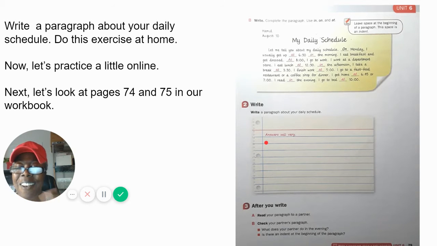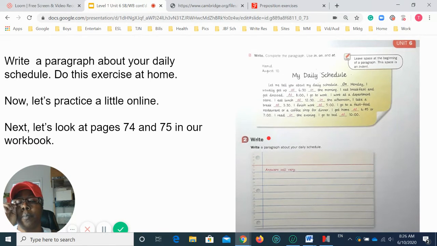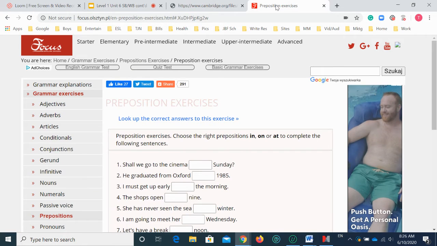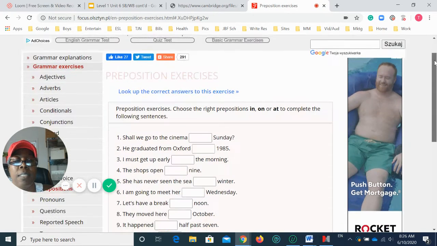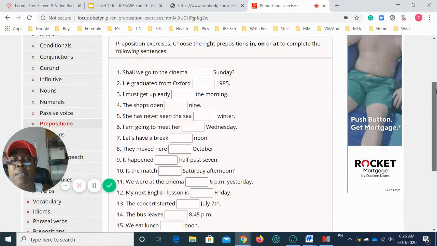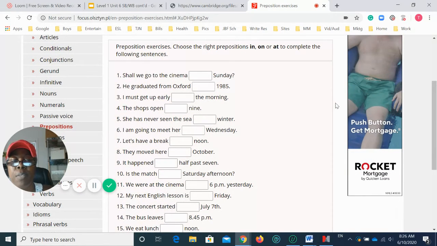Now I want us to do a little online practice or test with in, on, and at. So let's see if I will transfer over here. All right, so please ignore this over here. All right, so choose the right preposition, in, on, or at, to complete the following sentences.